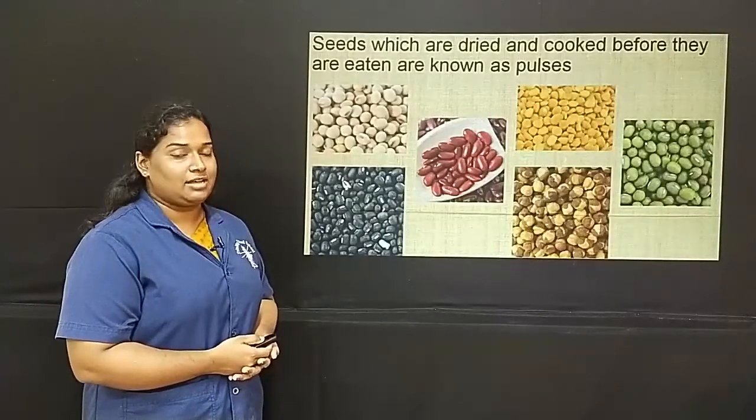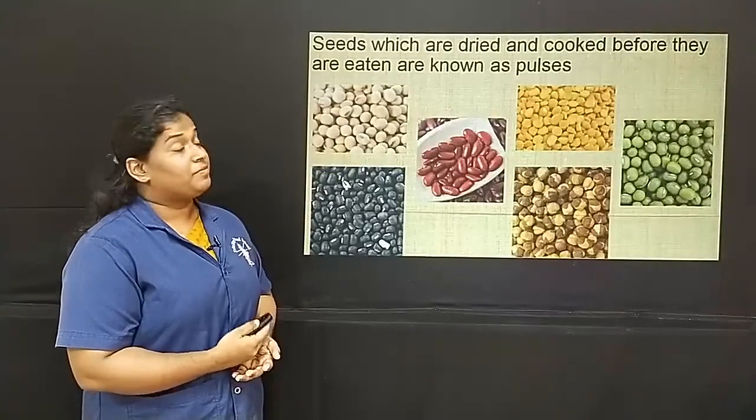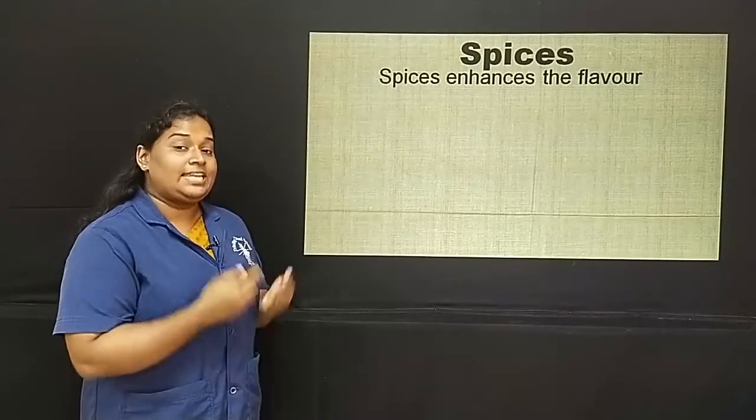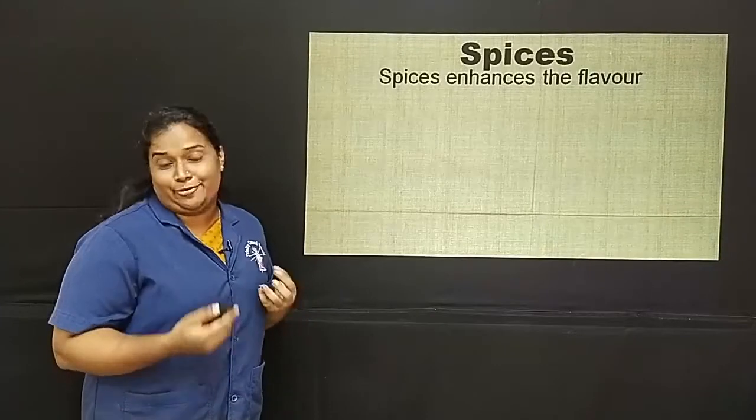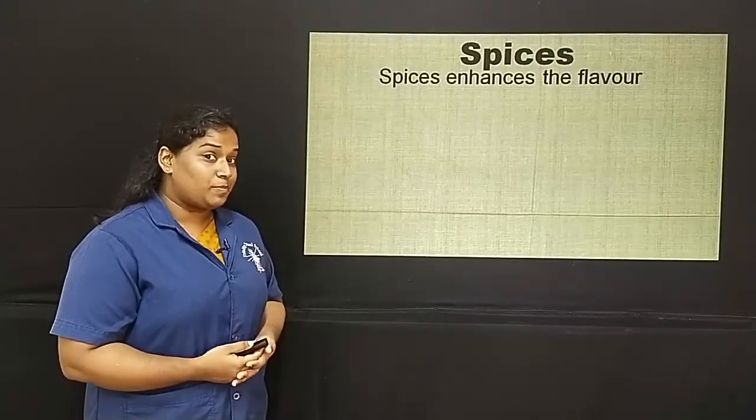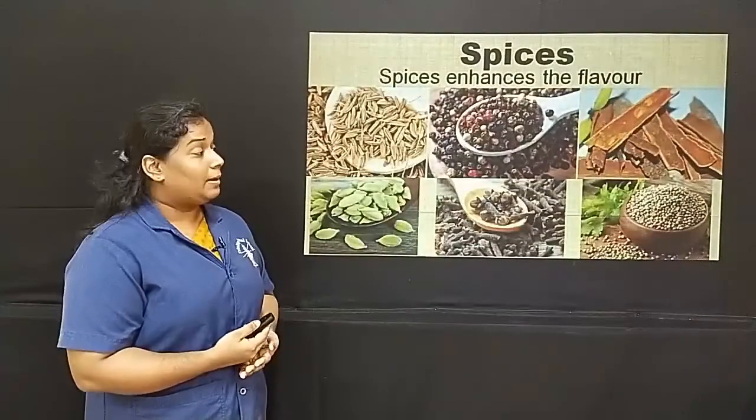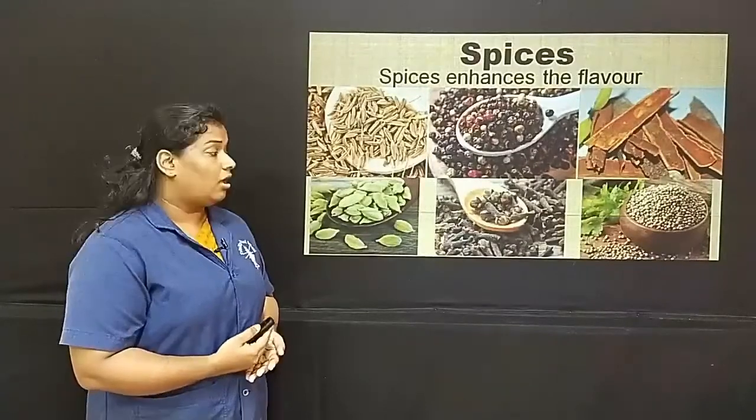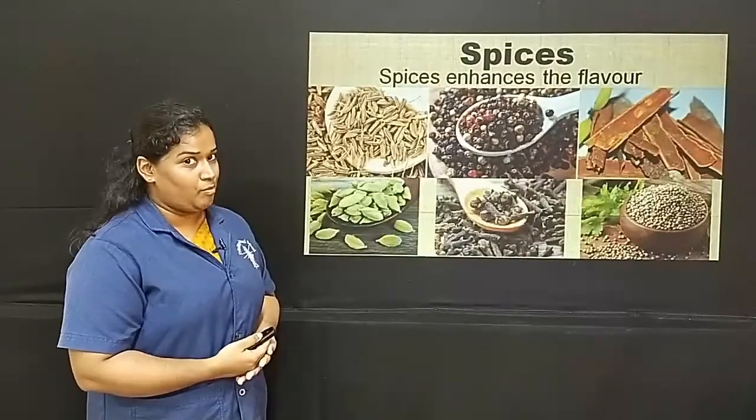Now let us see some food products which we get from plants. The first one is spices. Spices enhance the flavor as well as make our food aromatic. Which are those spices? Yes, jeera, black pepper, cinnamon, cardamom, clove, coriander and many more.